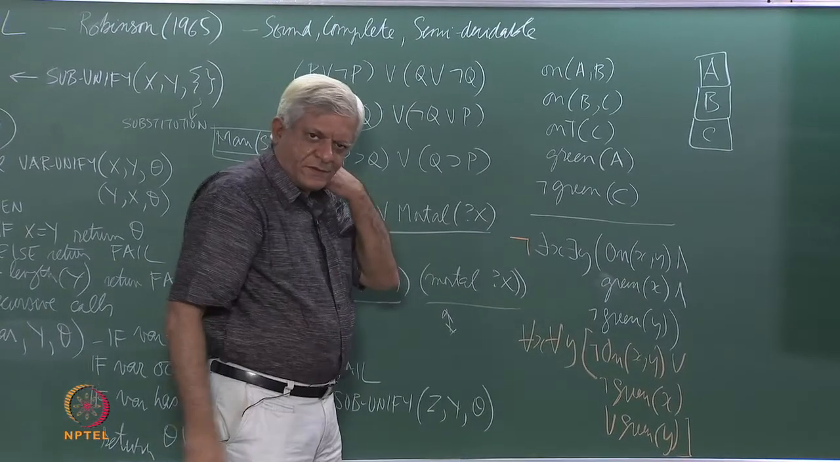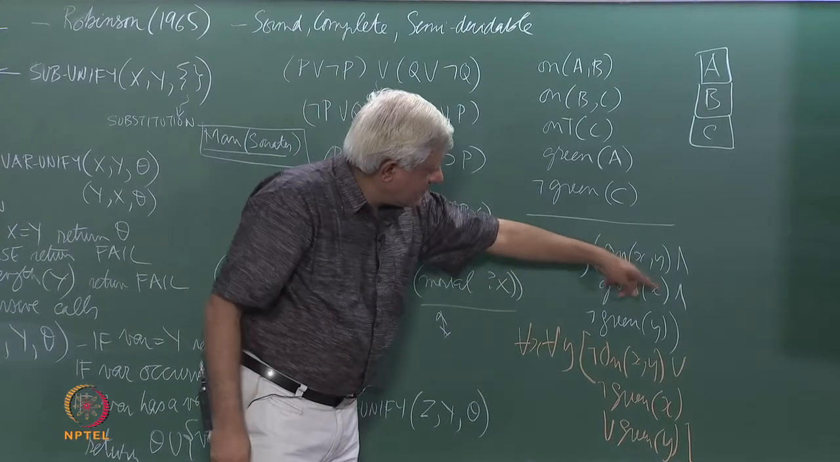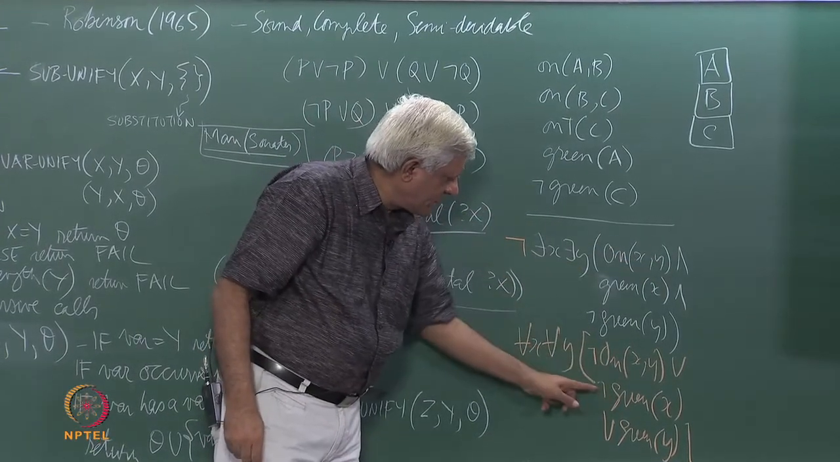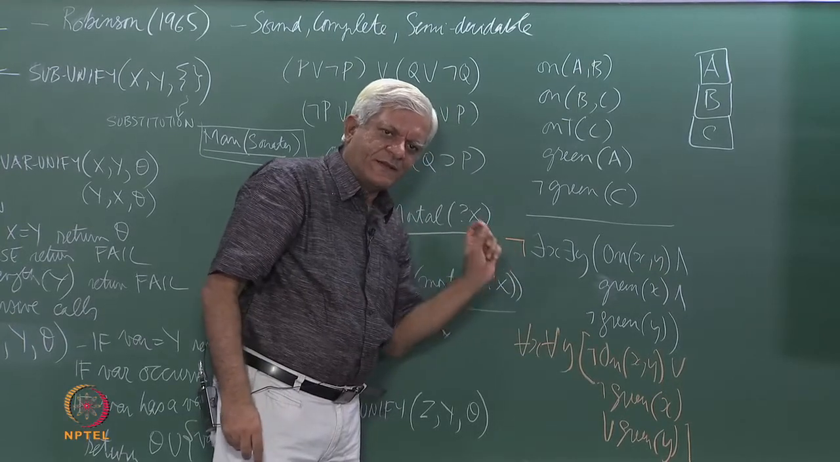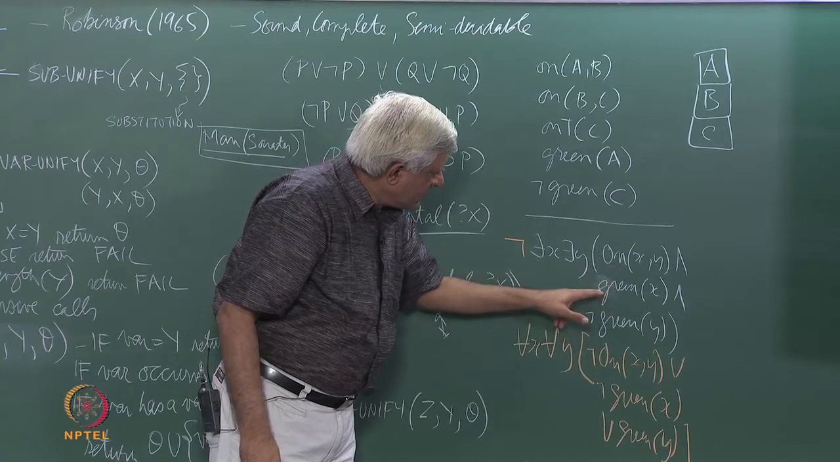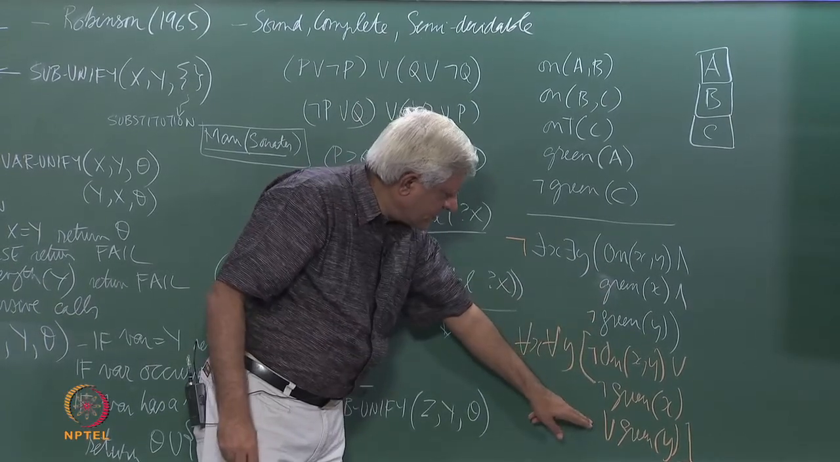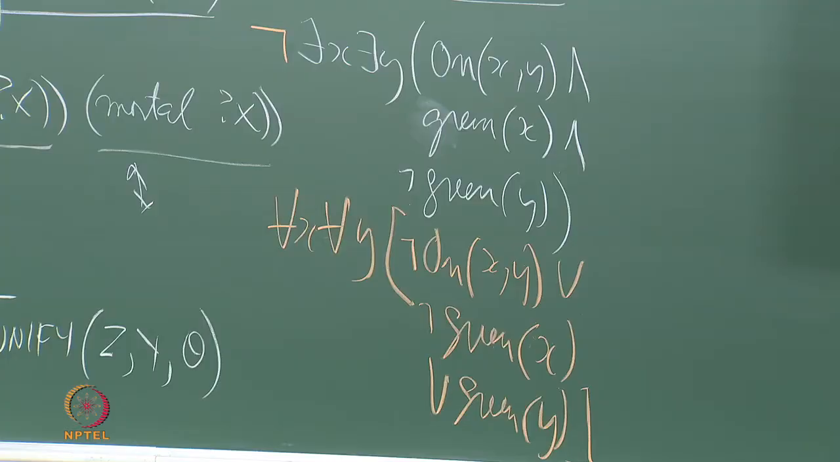Yeah. So, once this negation goes inside, then it will go inside the ands and convert it into an or. So, remember we have to push the negation sign to the innermost place. So, this will become not on, this will become not green, and this negation and negation will cancel, and this will become green y. So, let me write this here.